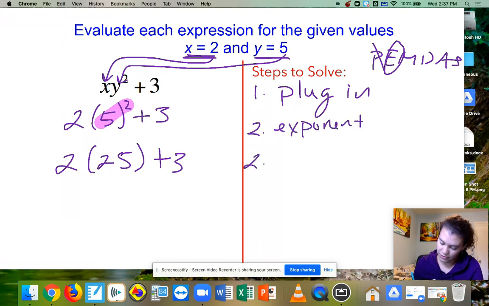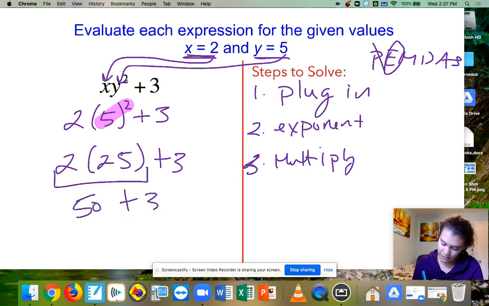Next, you want to multiply. So we're going to do this right here. So you get 50 plus 3. And then the last step would be to add. So you get 53 as your final answer.